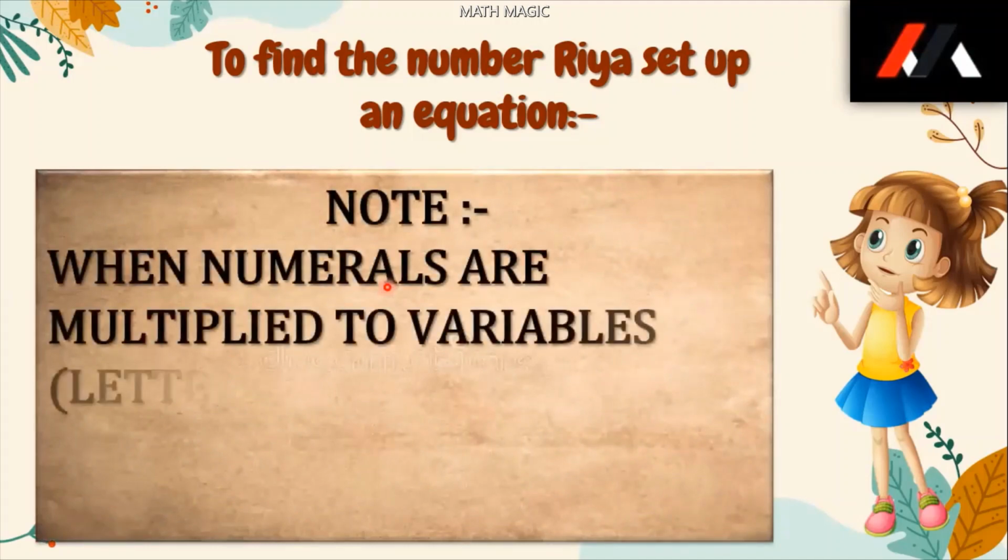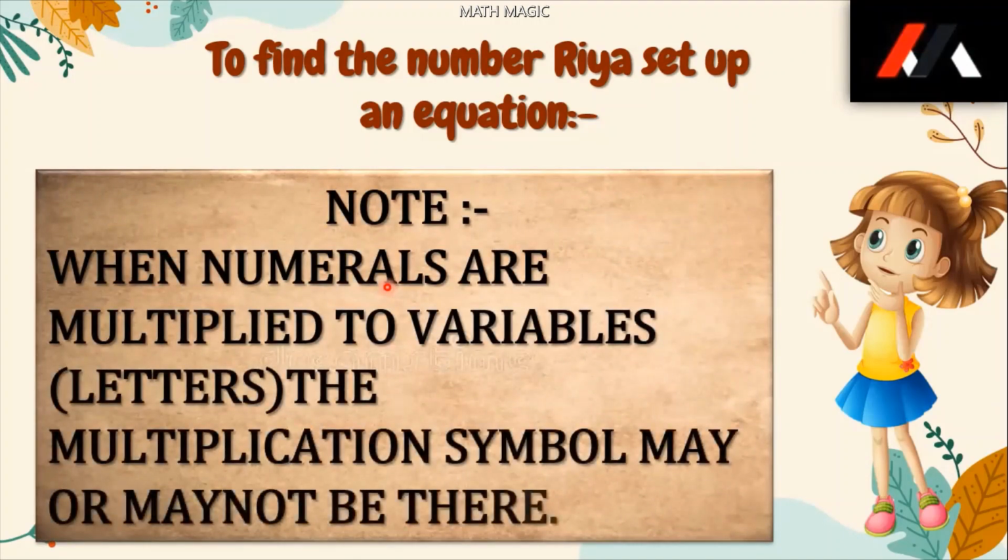There is an important note. When numerals are multiplied to variables or letters, the multiplication symbol may or may not be there. Now what does this mean? We saw 4 times y and we also said it is 4 multiplied by y. But did you notice that we didn't use the multiplication symbol? We didn't write 4 into y, instead we wrote 4y. So when numerals are multiplied to the variables, the multiplication symbol may or may not be there.